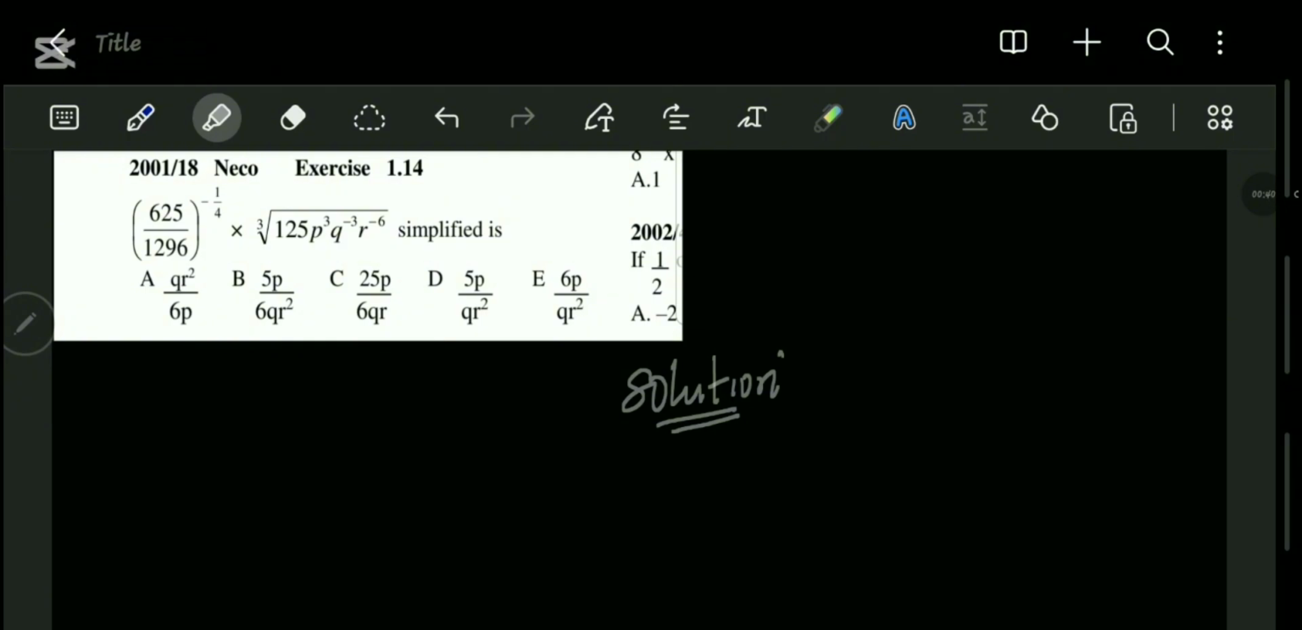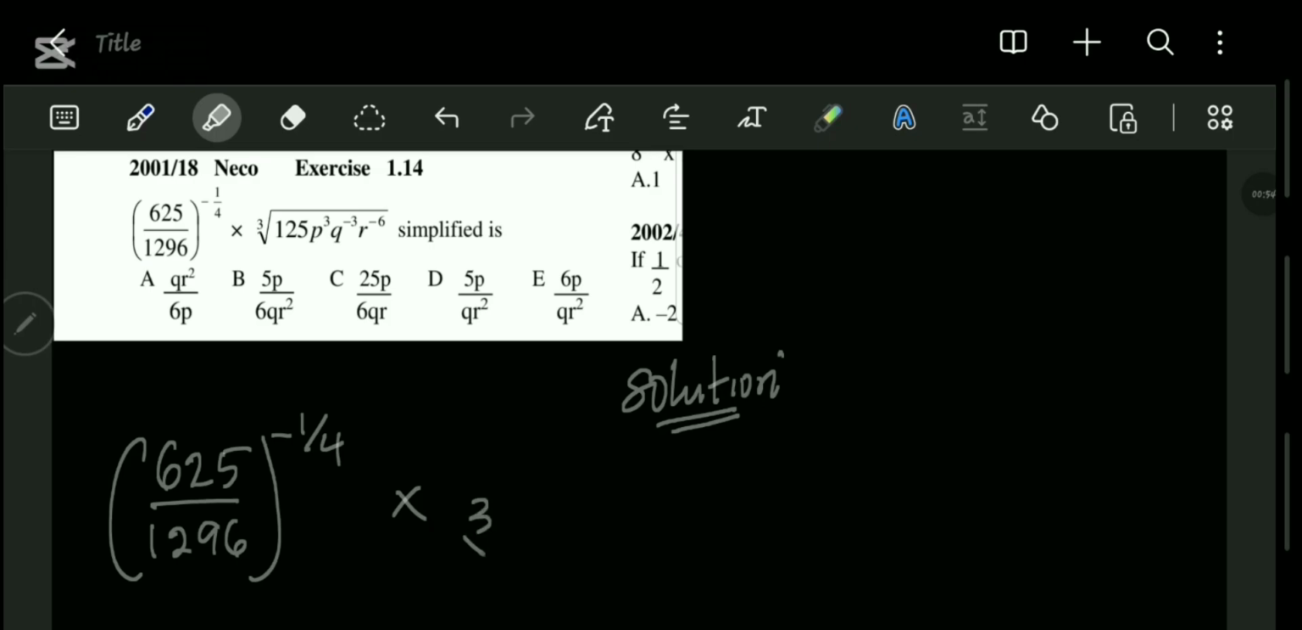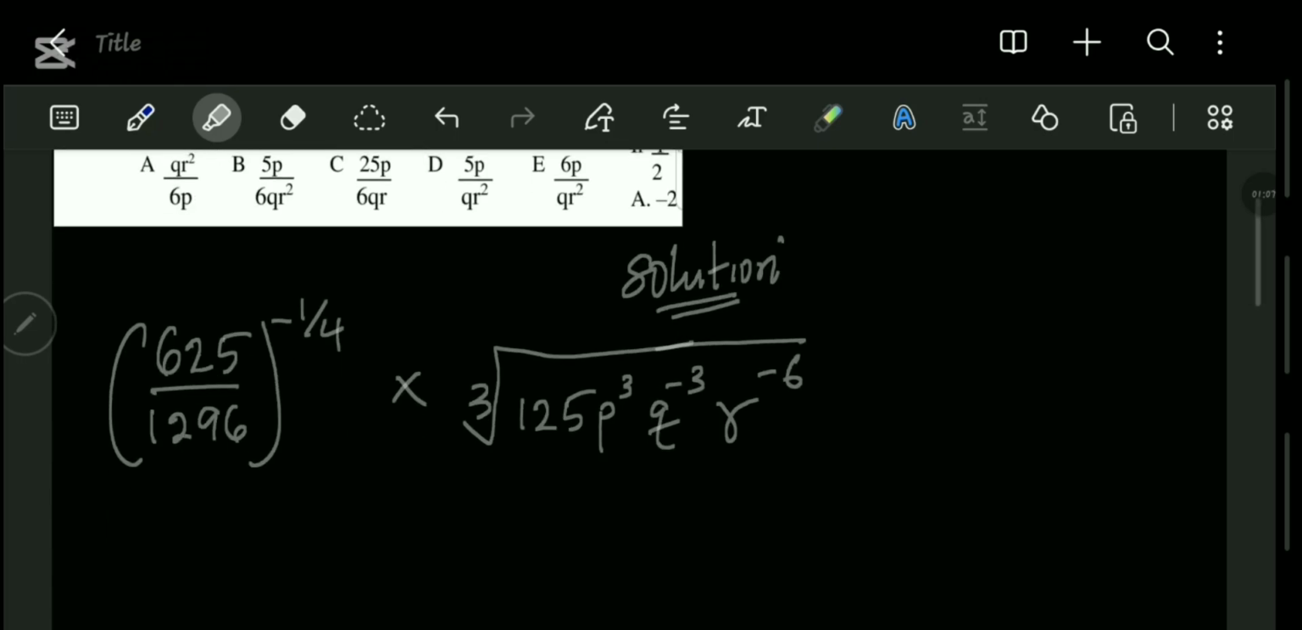Let's get right into the solution. First, let's have the solution. We are told that (625/1296) raised to power minus 1/4 multiplied by the third root of 125 p to power 3, q to power minus 3, and r to power minus 6. We have to simplify this problem.